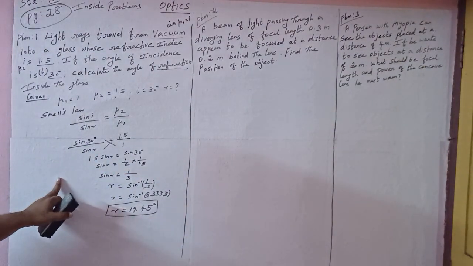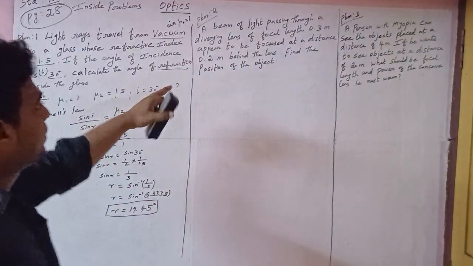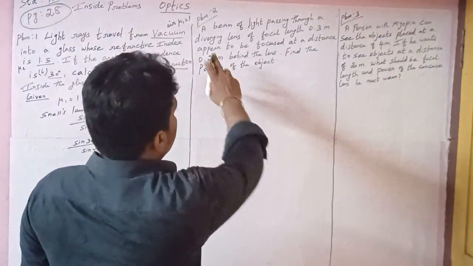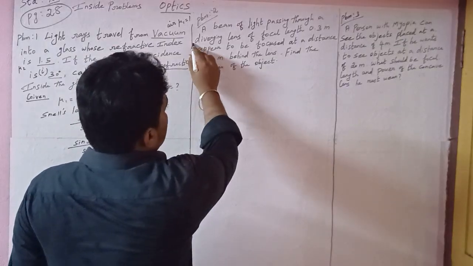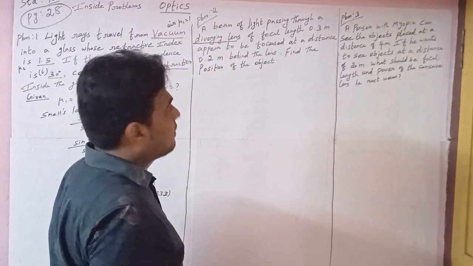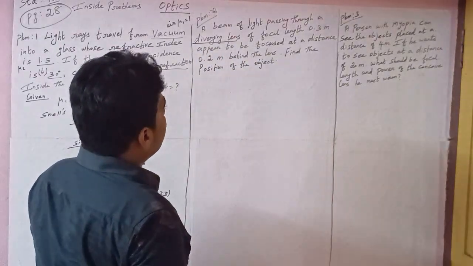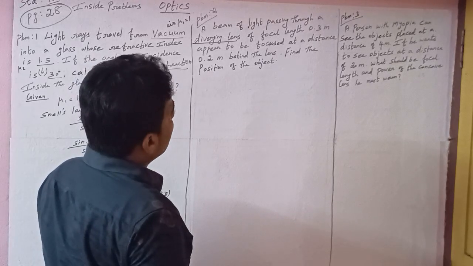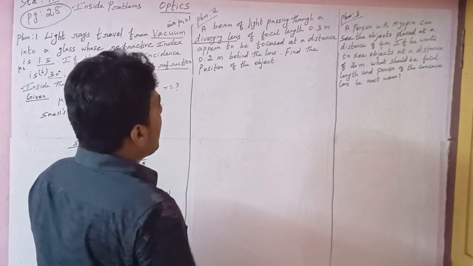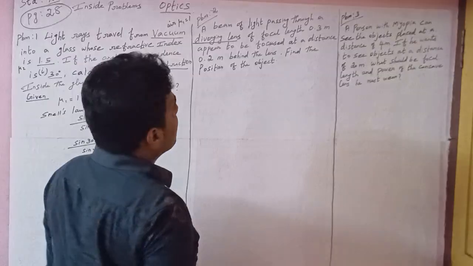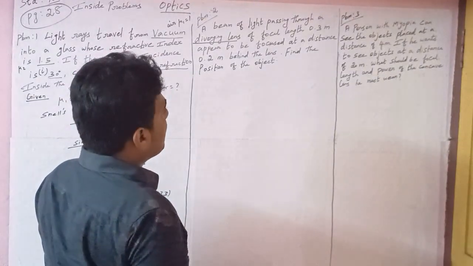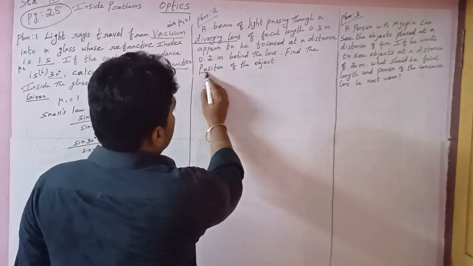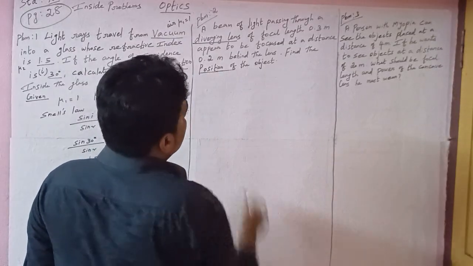Okay, next problem 2 பாருங்க. A beam of light passing through the diverging lens. Okay, நமக்கு diverging lensனாலே அது என்ன டைப் ஆஃப் லென்ஸ்மா? Concave lens. Okay, a beam of light passing through a diverging lens of focal length 0.3 meter appear to be focused at a distance 0.2 meter behind the lens. Okay, behind the lens, find the position of the object னு கேக்குறாங்க. நம்ம எதை ஃபைண்ட் பண்ணனும்? Position of the object.